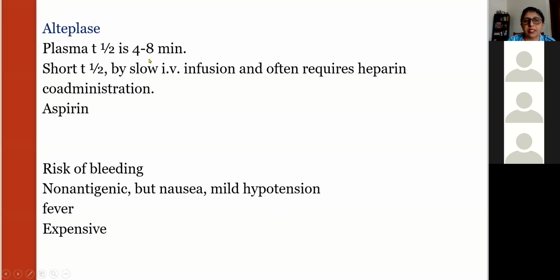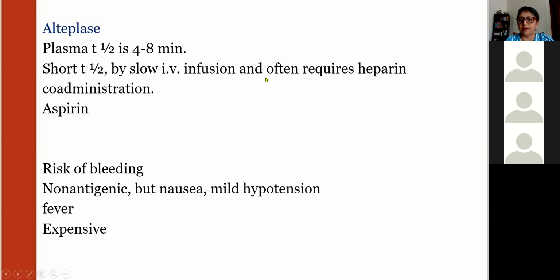This alteplase has a half-life of 4 to 8 minutes. Because the half-life is very short, we have to give it as an IV infusion. And with all these thrombolytic drugs, even though they cause thrombolysis, we have to add anticoagulants like heparin and antiplatelet drugs like aspirin. You will study that again later, when you study anticoagulants, it will be dealt with in detail. This is to prevent rethrombosis.